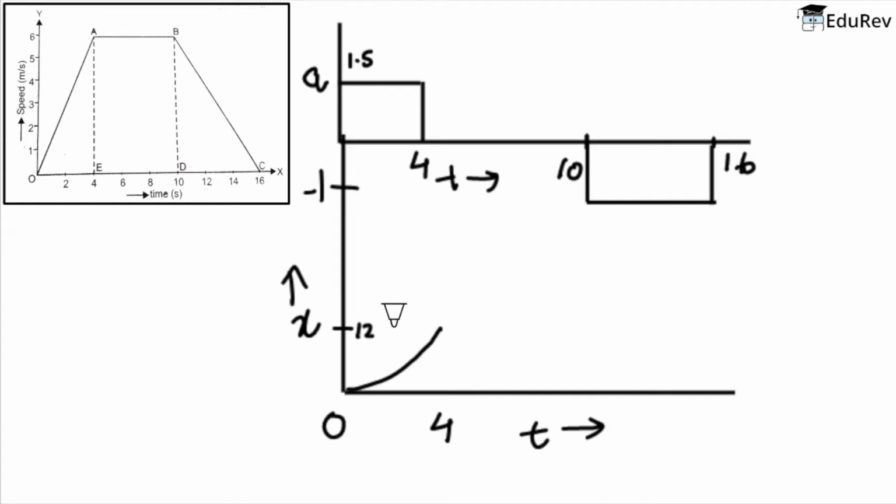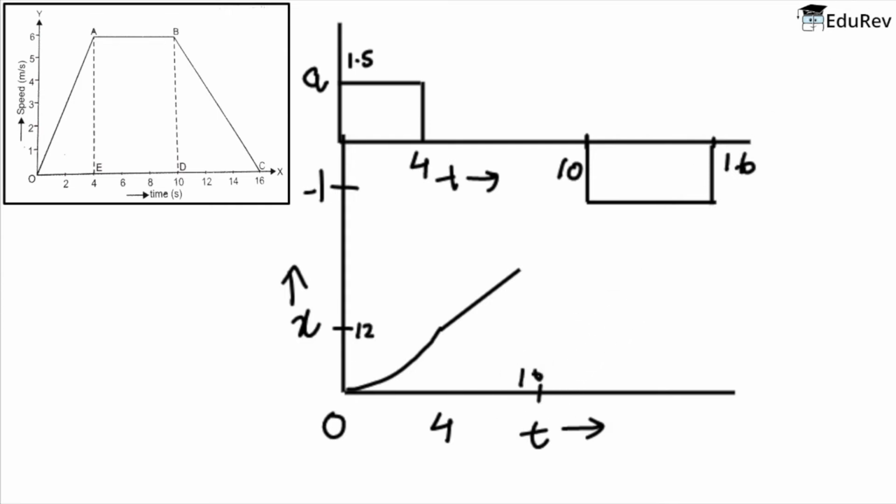The next part of our motion was constant velocity motion. So the x-t graph would be a straight line, if you recall, having the value of the maximum velocity, that is 6. So from time t equal to 4 till time t equal to 10, our x-t graph would be a straight line.